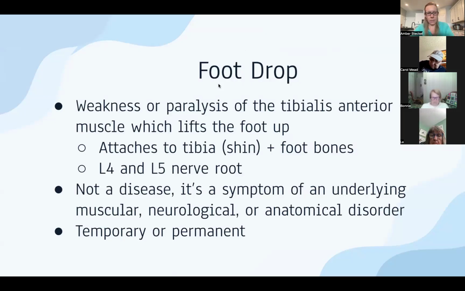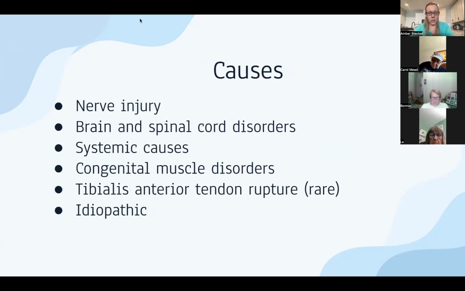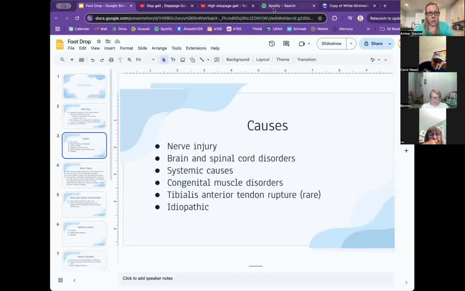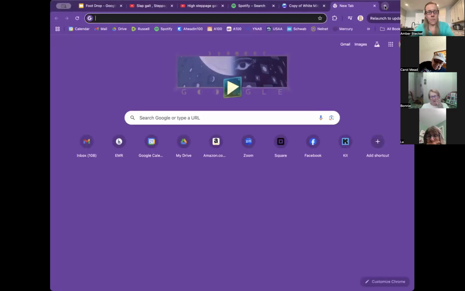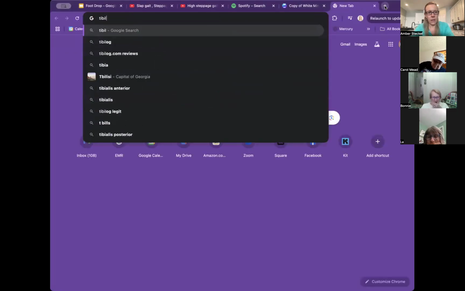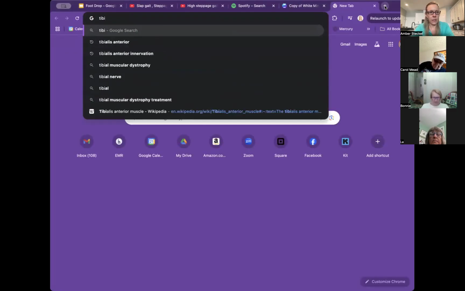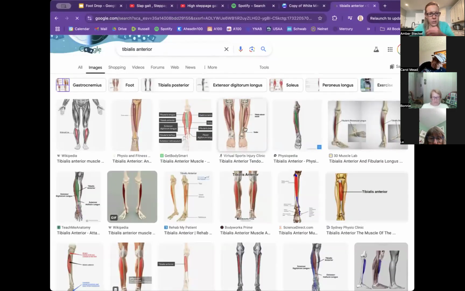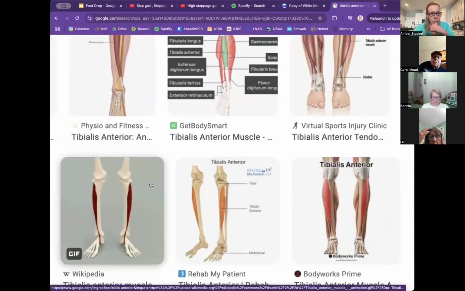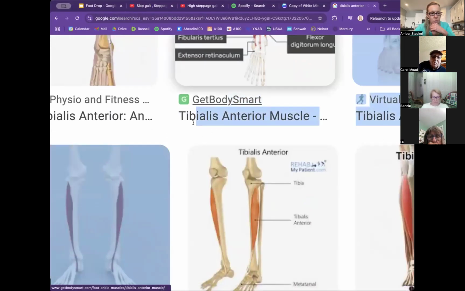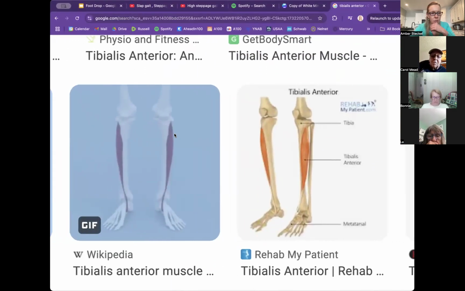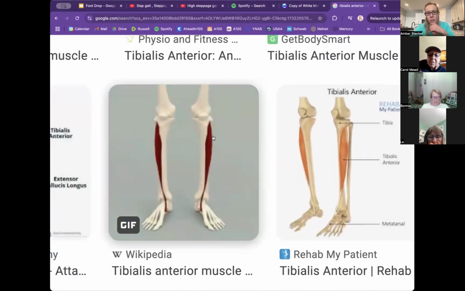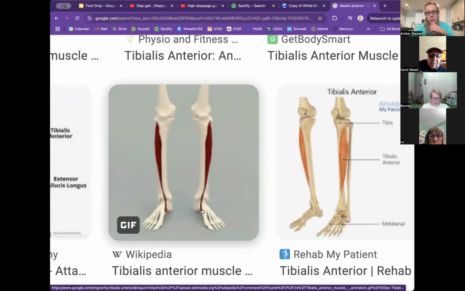Now, I wanted to show you the tibialis anterior, just because I'm a visual person, so I imagine somebody here is. It runs along the front of your shin, like that, and it goes towards the inside of your foot.